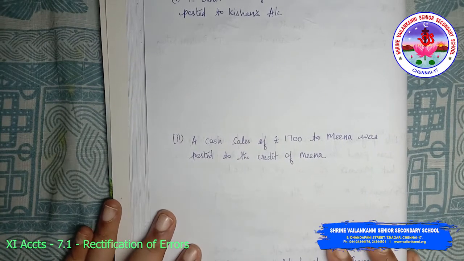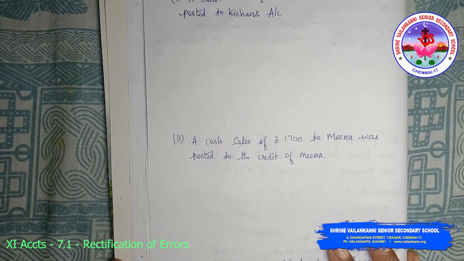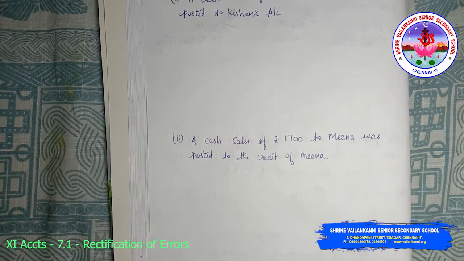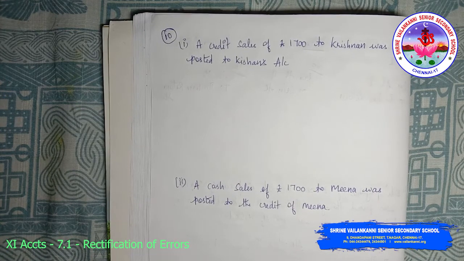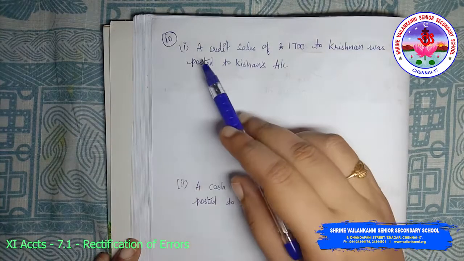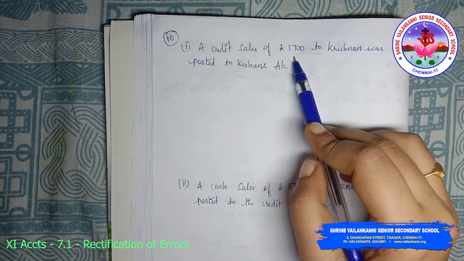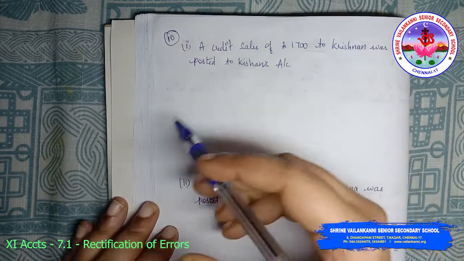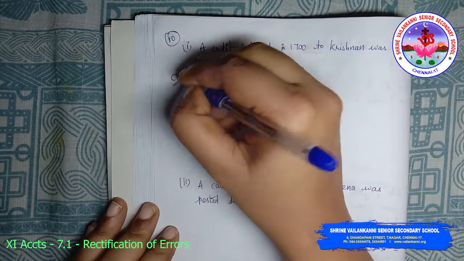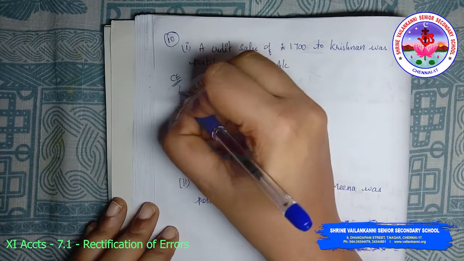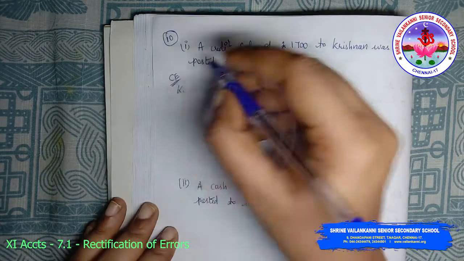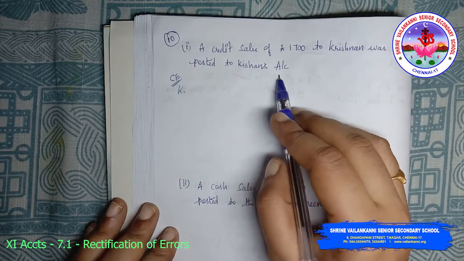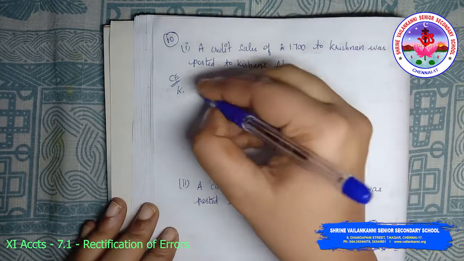Credit sales of rupees 1,700 to Krishnan was posted to Krishna's account. Hope you are able to see. Look into this. A credit sales of rupees 1,700 to Krishnan was posted to Krishna's account. What is the correct entry?